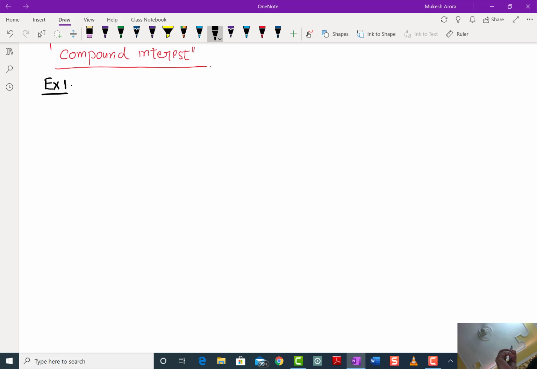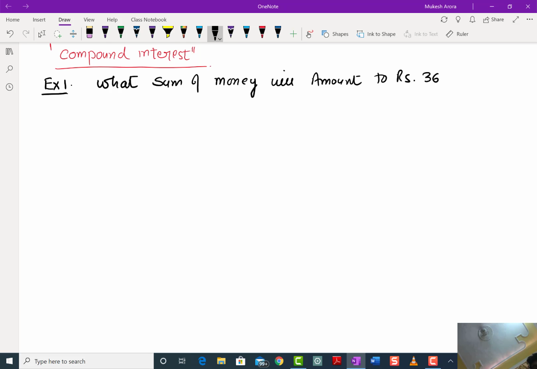The first question is: what sum of money will amount to rupees 3630 in 2 years at the rate of 10% per annum compounded yearly?